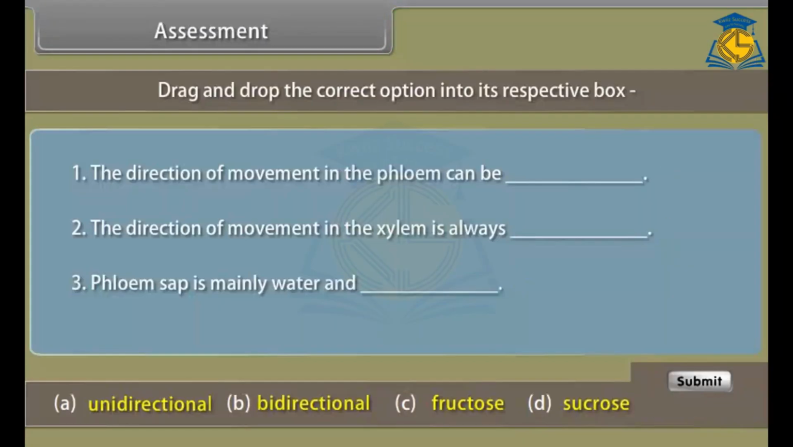Assessment. Let us have some fun. Drag and drop the correct option into its respective box.